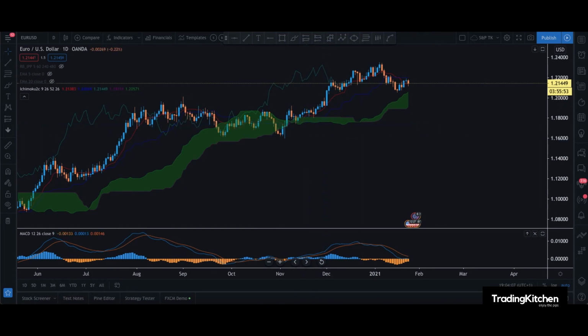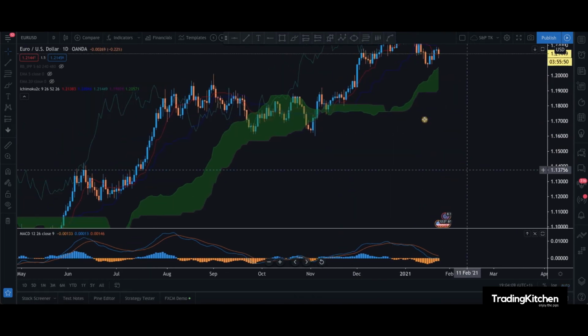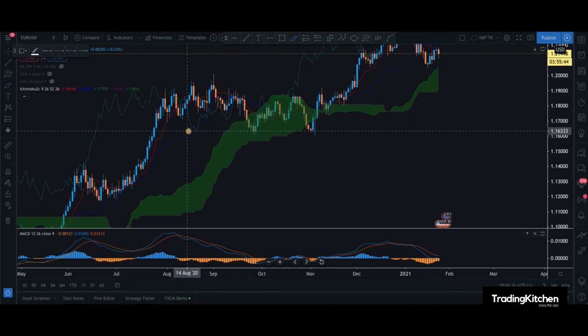As you can see, we are above the cloud, for example. So we are looking for a cross line to cross from down to up the baseline to a strong movement, like in this case.